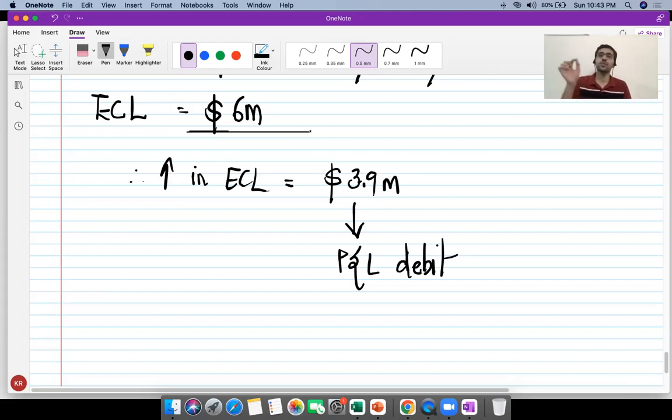That is about stage 1 and stage 2. All right, stage 1, no significant increase in credit risk. ECL will continue to be calculated using 12 months probability of default. Stage 2, there is a significant increase in credit risk. ECL will now be calculated using lifetime PD, and therefore this ECL is going to be called lifetime ECL. The first one was called 12 months ECL. This is going to be called lifetime ECL.